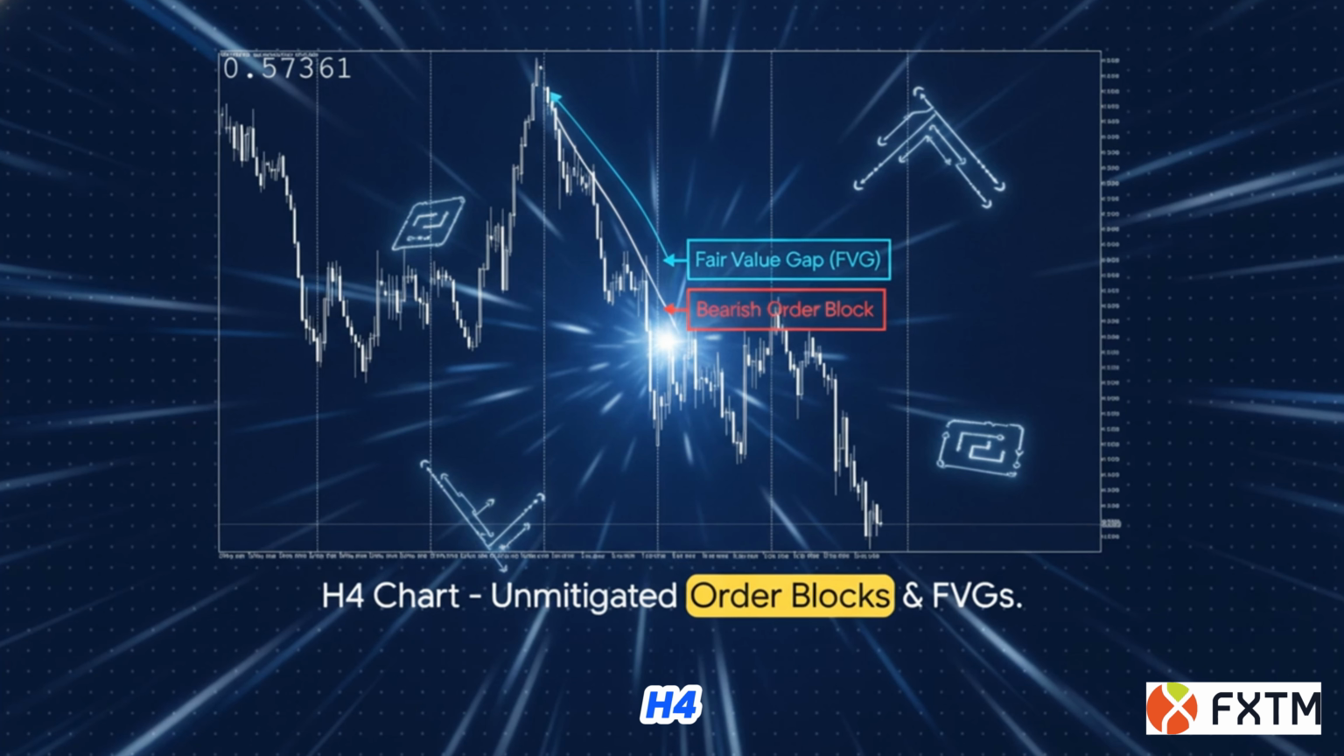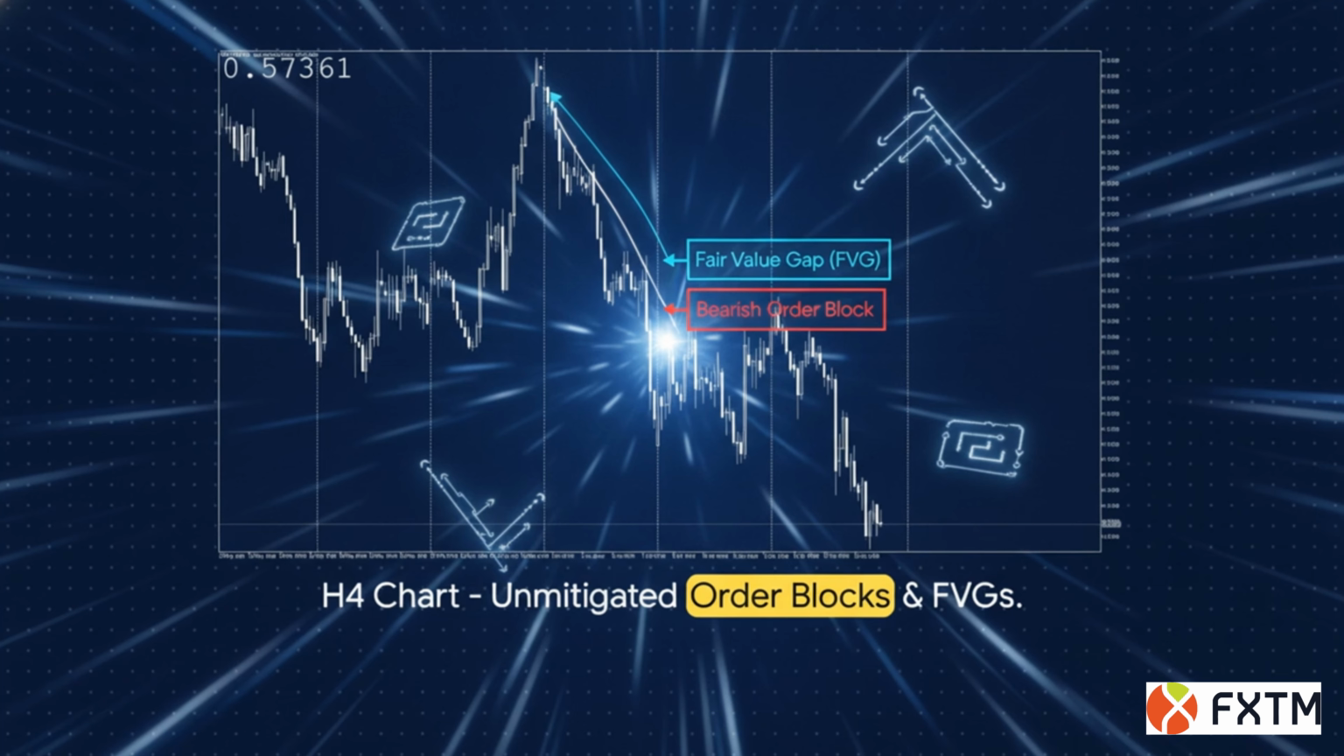Dropping down into the H4 chart, we can start to identify the specific points of origin for this massive bearish expansion. During that violent sell-off, price left behind a massive, unmitigated bearish order block right at the 0.5840 level. But even more importantly, look at the gaping fair value gap, the FVG, extending from 0.5800 all the way up to 0.5850. From a pure algorithmic standpoint, this rapid displacement meant only one side of the market was offered, the sell side.